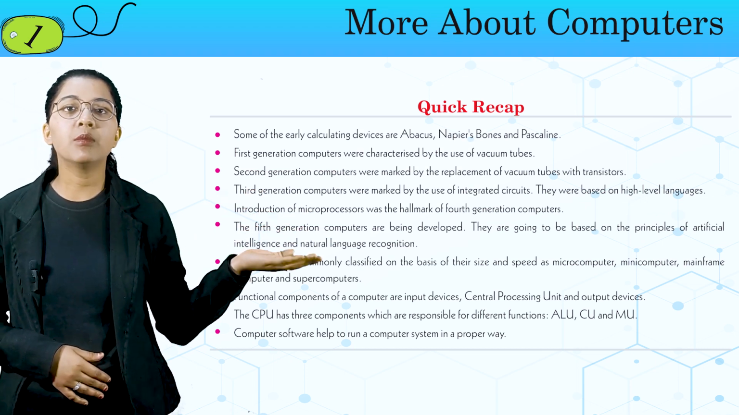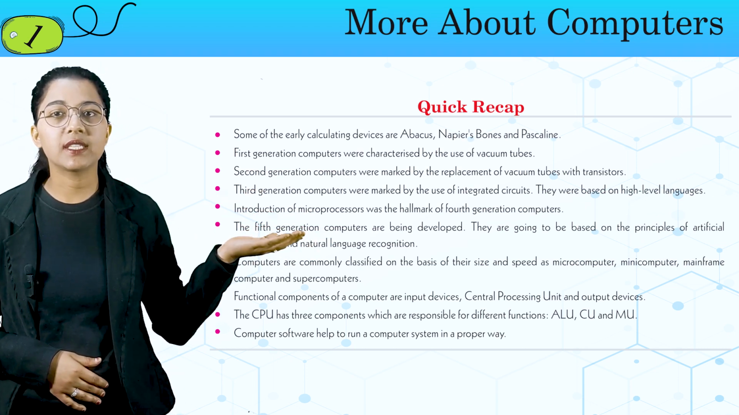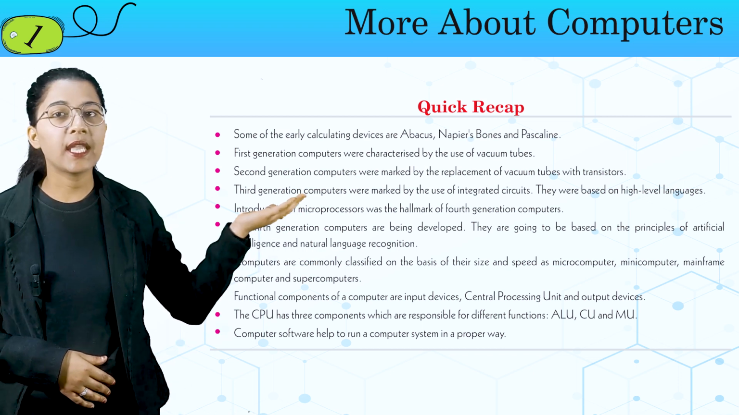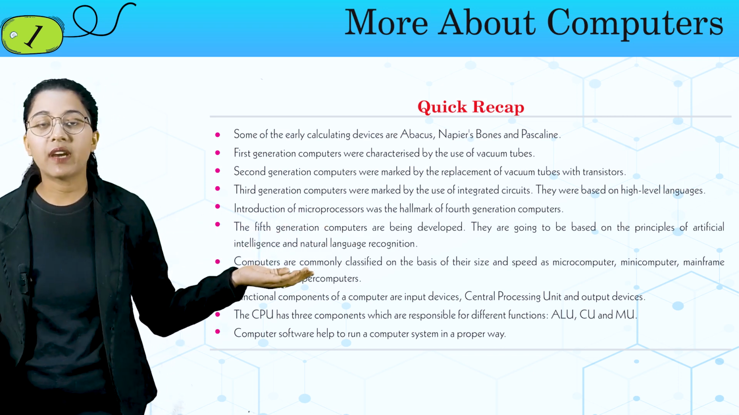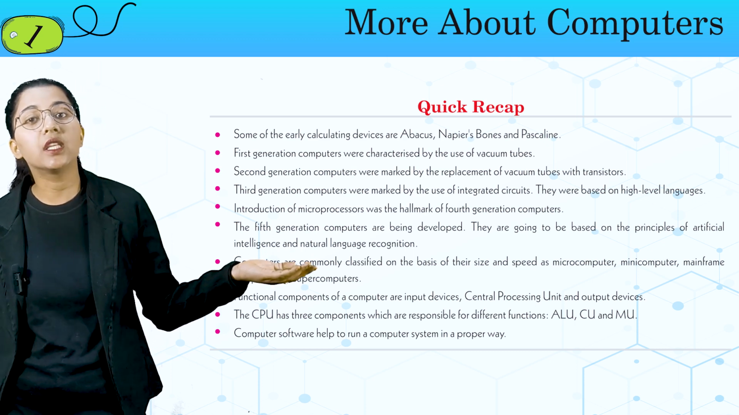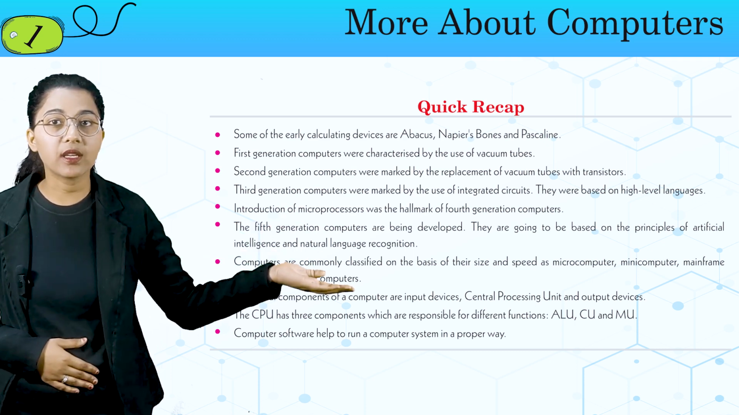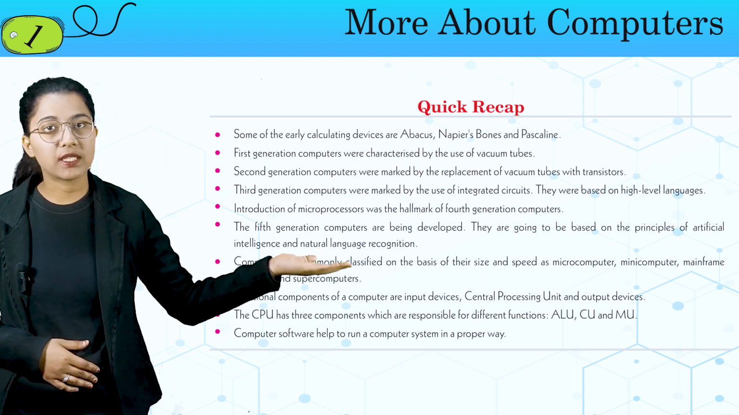First is some of the early calculating devices are abacus, then Napier bones and Pascaline. So these are some calculating devices which were used long ago, such as abacus, Napier bones and Pascaline.